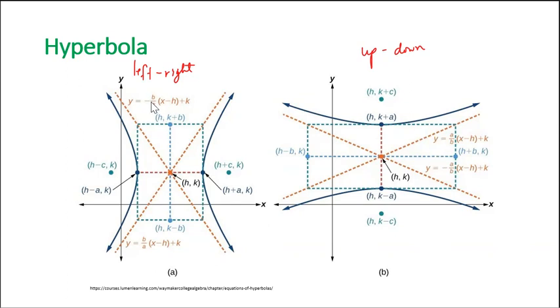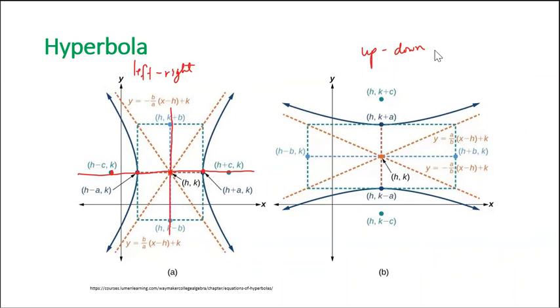So in a hyperbola, we have here the center, and then we have the vertices of the hyperbola, and then we have the two fixed points or foci. The line joining them is the transverse axis. So if the hyperbola is a left-right hyperbola, then the transverse axis is horizontal, and the conjugate axis is vertical.